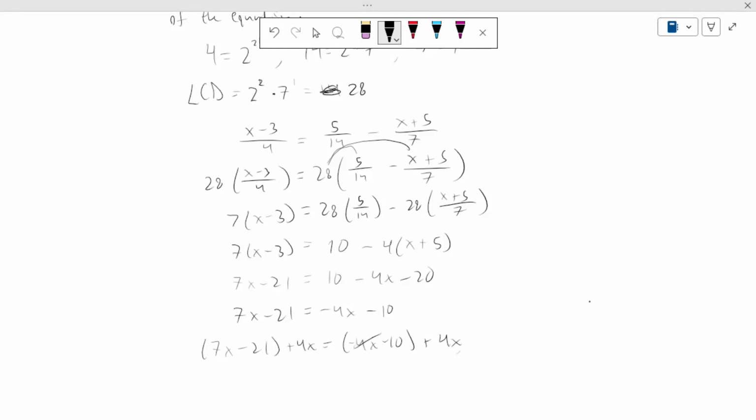So now this negative 4x will cancel off with this positive 4x. Okay. And then now on the left-hand side, 7x plus 4x is just 11x. And I still have this minus 21 is equal to negative 10, right?